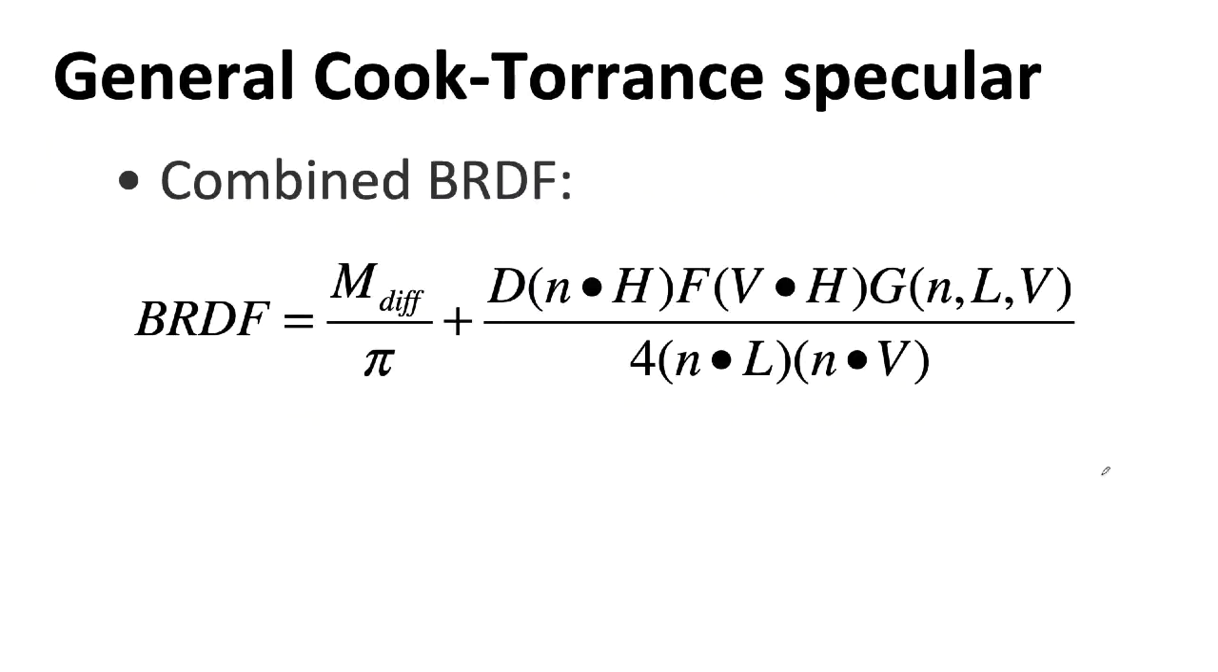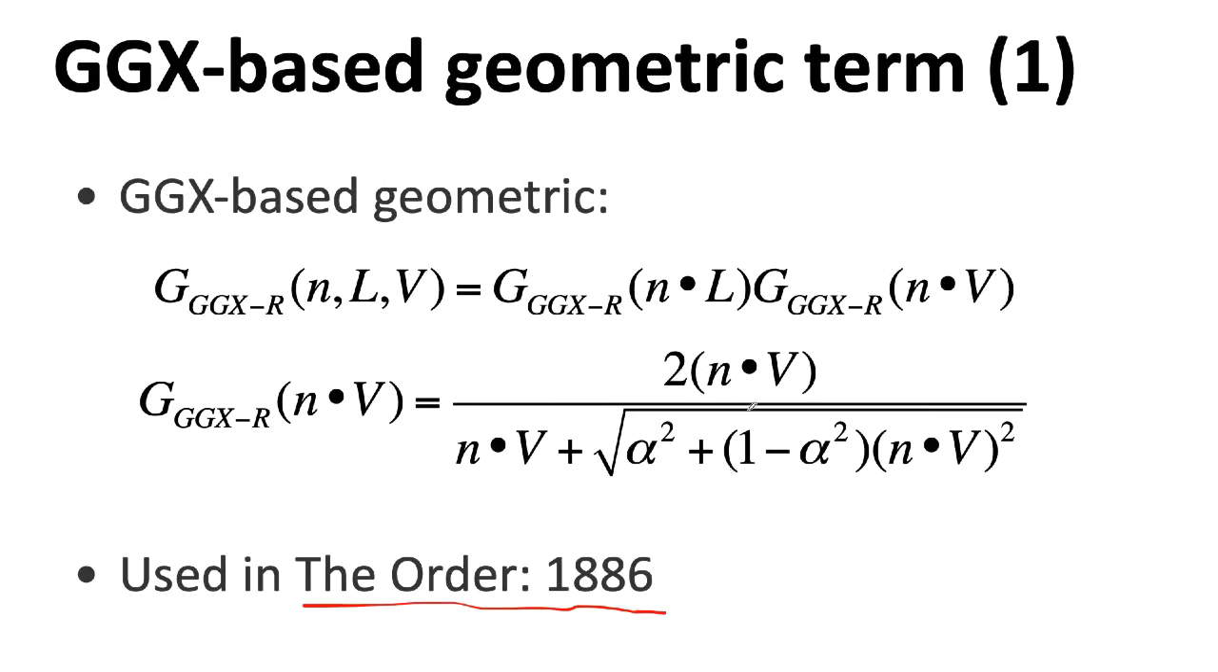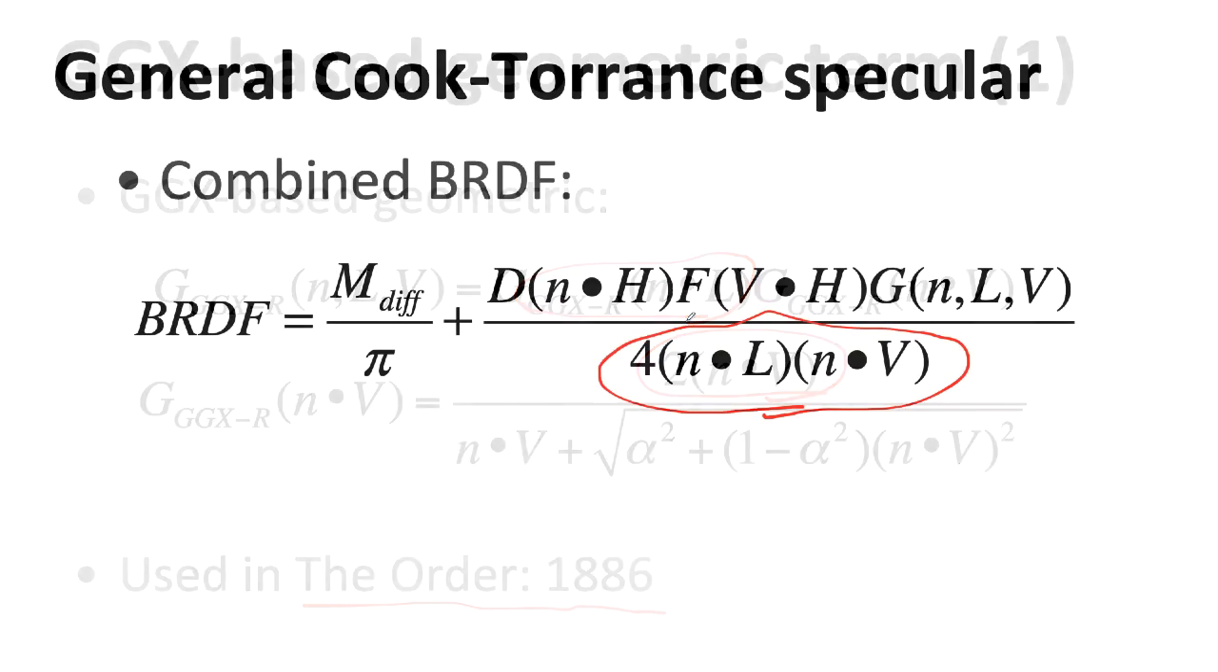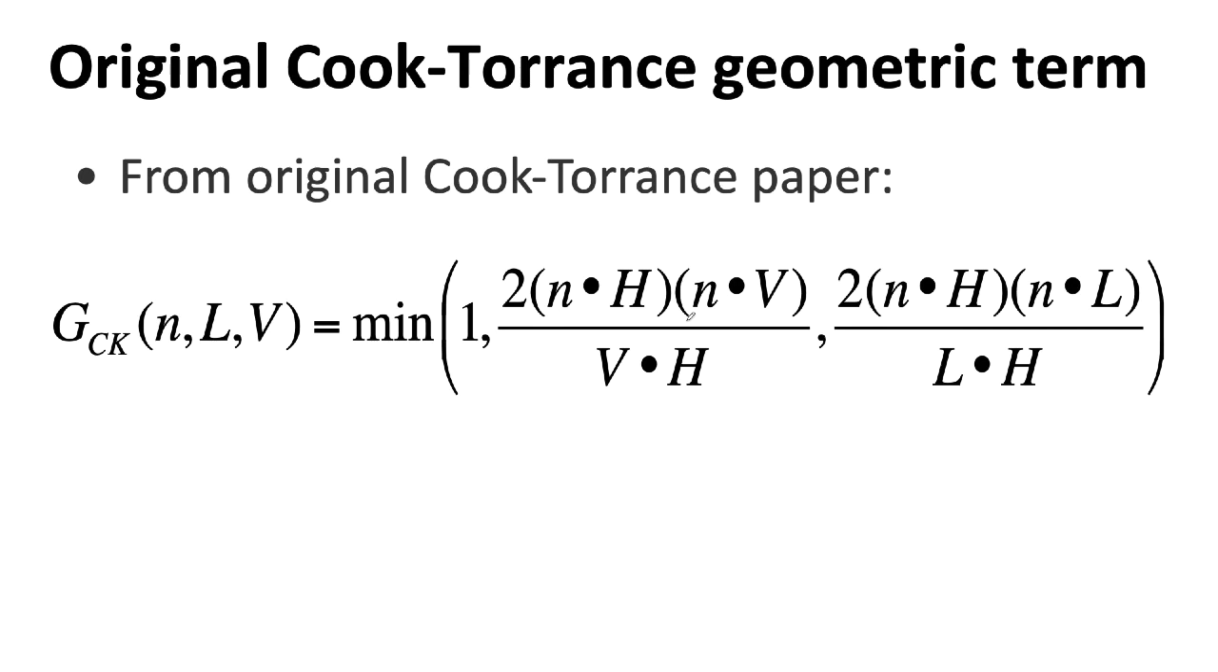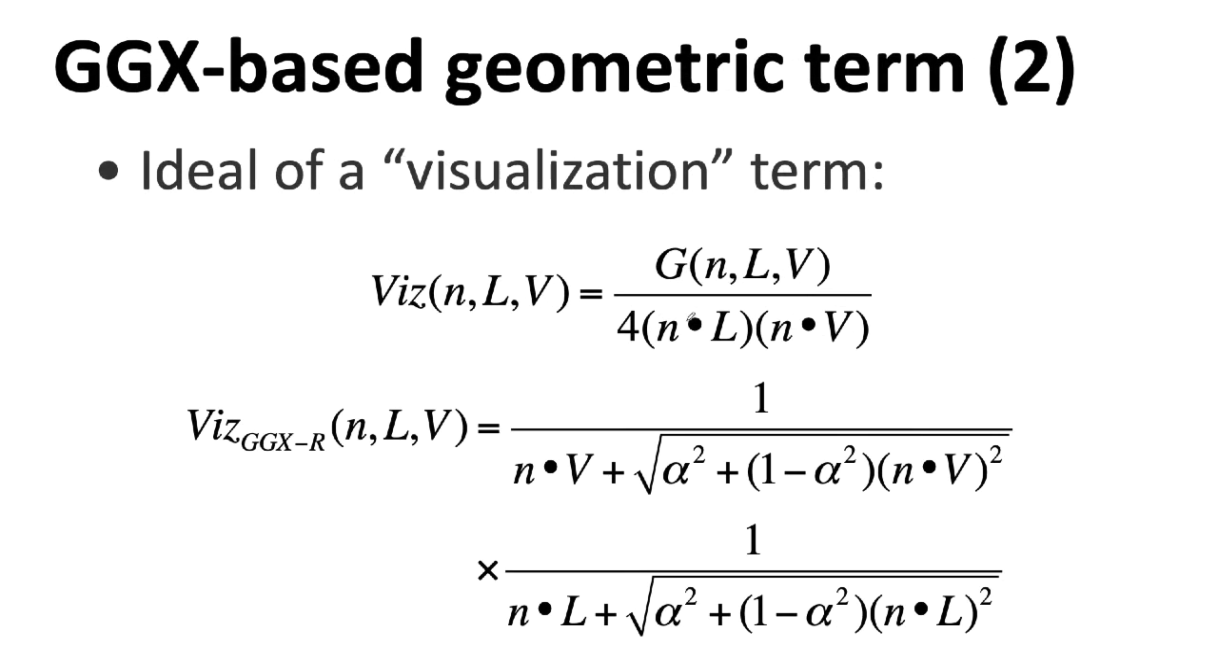Now, if you remember this Cook-Torrance formulation, there's this n.l, n.v with the 4 sitting here in the denominator. And then if you look at this term, we have this 2 n.v in the numerator. So when I multiply this by the n.l version, well, there would be a 4 n.l n.v sitting in the numerator, which would cancel with this 4 n.l n.v sitting in the denominator. Now, not every G term has that, and hence not every G term will have that kind of cancellation. For instance, the original Cook-Torrance term won't do that. But in the cases where that cancellation does occur, this kind of formulation is very convenient.